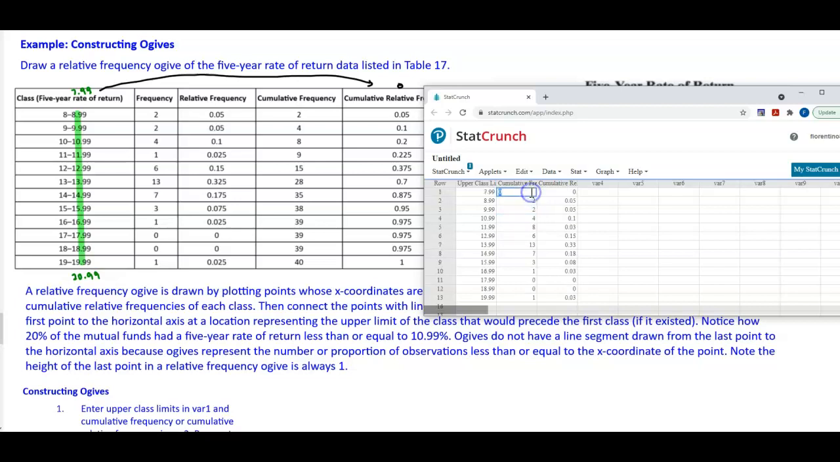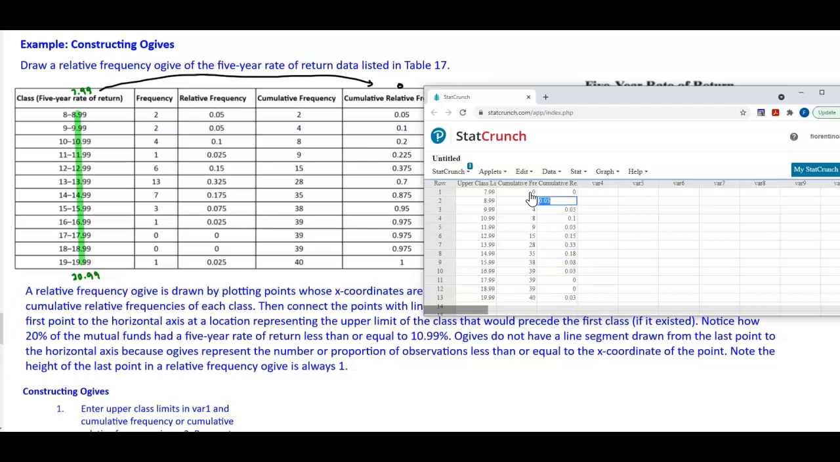Let's go back up here and continue. So we have 0, and then 2, and then for 9.99 we have 4, for 10.99 we have 8, and then 9, 15, 28, 35, 38, 39, 39, 39, and then 40.